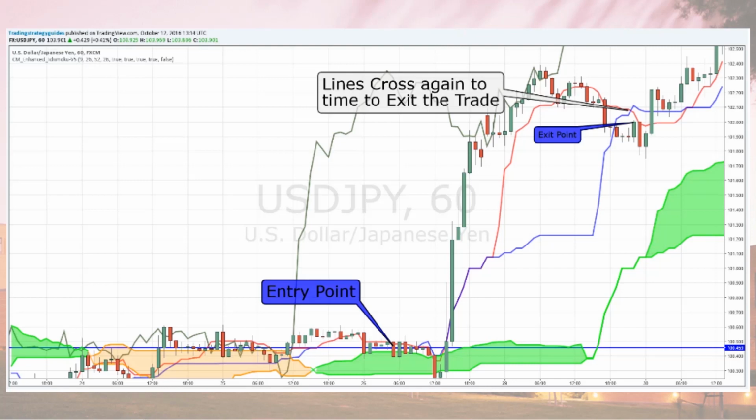The trend following trading strategy only uses the Ichimoku indicator. It may seem complicated at first with all the different colored lines and clouds and so on, but when you break it down with this simple strategy, it makes it so much easier to understand.